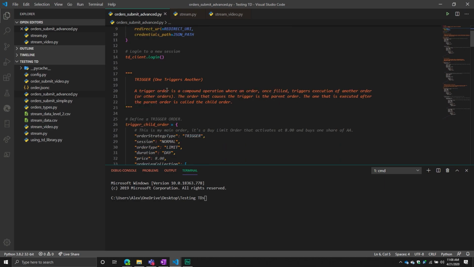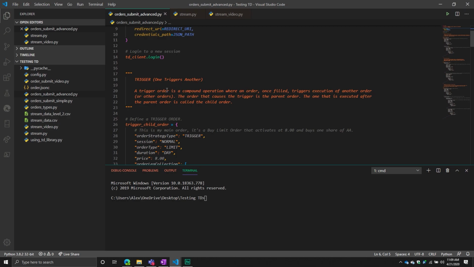So a trigger order is a compound operation where an order, once filled, triggers execution of another order or other orders. So that's kind of the neat thing about this one. You can now have something tied together where one order triggers the execution of either a single order or multiple other orders. So this can be very advantageous where when your order executes, you might want to have a stop order go directly right behind it. So that way you're protecting your position at the same time. So very advantageous in that regard.